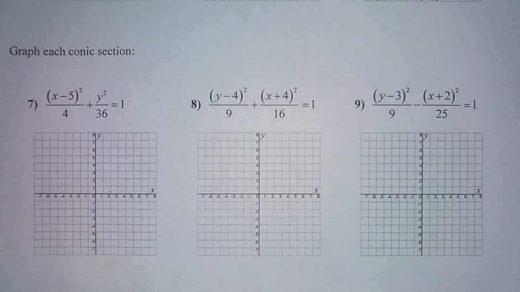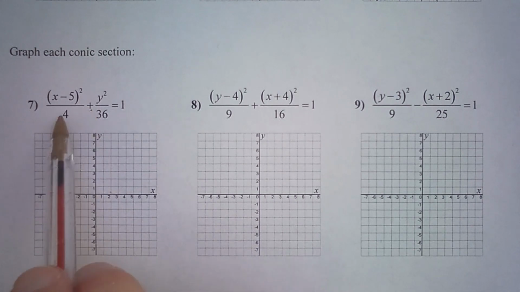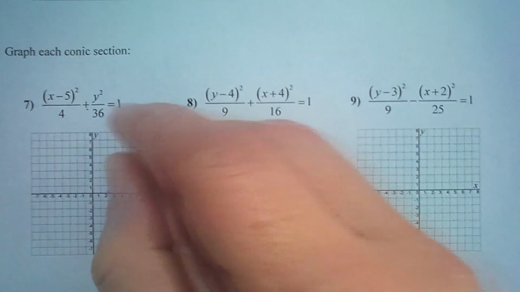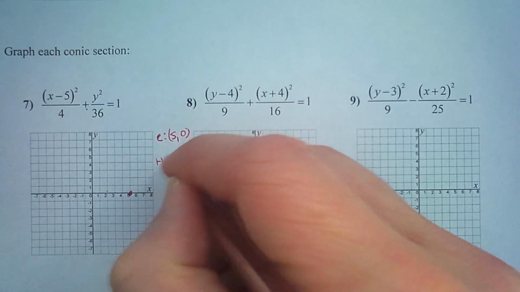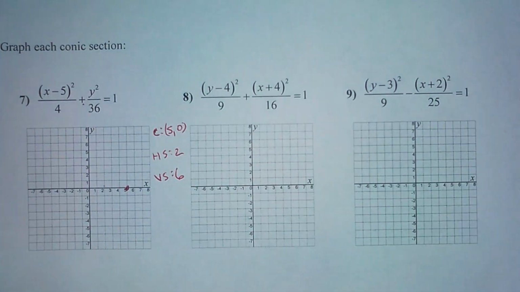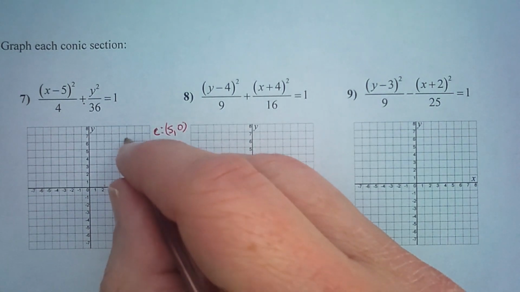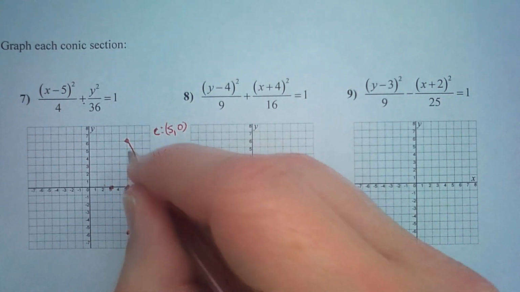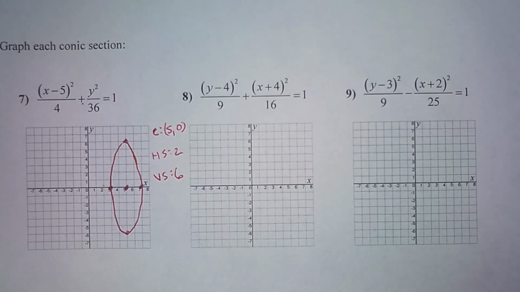And then to finish this page, we are going to graph some conic sections. So here we have what appears to be an ellipse. I've got a plus here, but my stretches are different. Okay, so the center of this ellipse is at positive 5, 0. The horizontal stretch is the square root of 4, which is 2, and the vertical stretch is the square root of 36, which is 6. So for a horizontal stretch, I go left and right 2. For a vertical stretch, I go up 6 and down 6. And here is my ellipse. Okay, not the best ellipse I've ever drawn, but I think you get the picture.